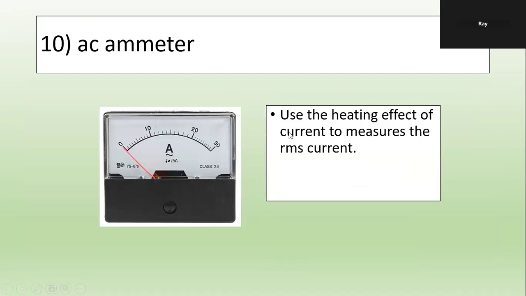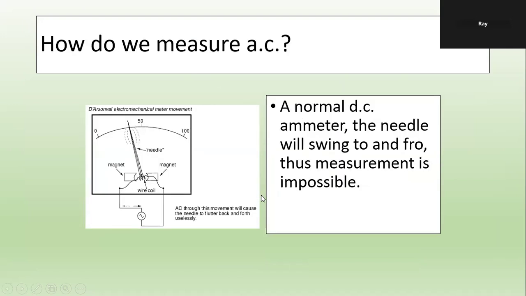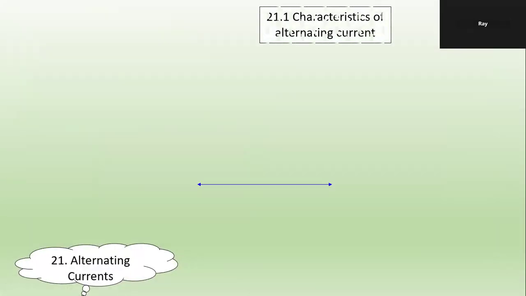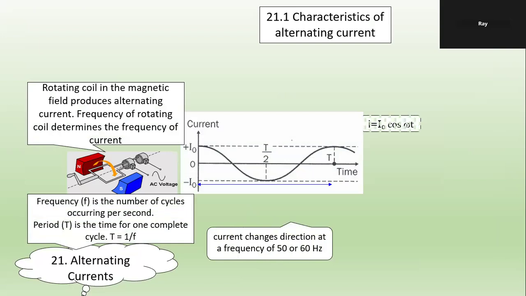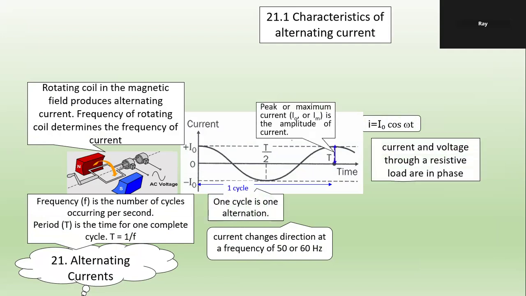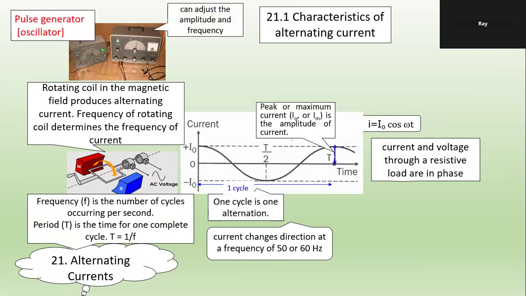Right? An AC ammeter uses the heating effect of current to measure the root mean square current. Okay? It's written there, the alternating current, the curly sign. For a normal DC ammeter, the needle will swing to and fro and thus measurement is impossible. So you cannot use a normal DC ammeter. Okay, we have completed. Now as you wait for 15 minutes, try the worksheet. Summarize yourself the things that you need to remember.